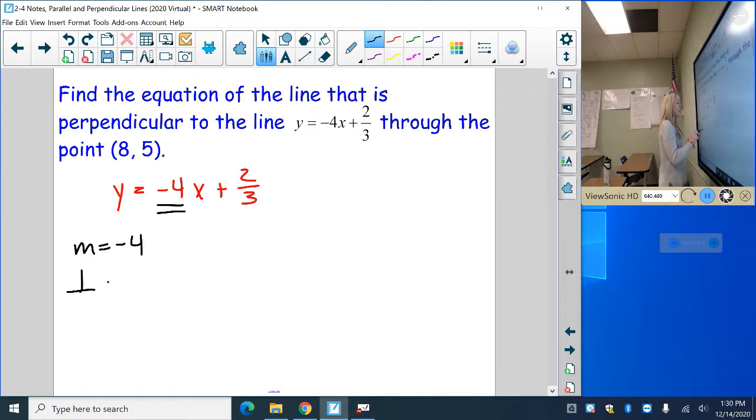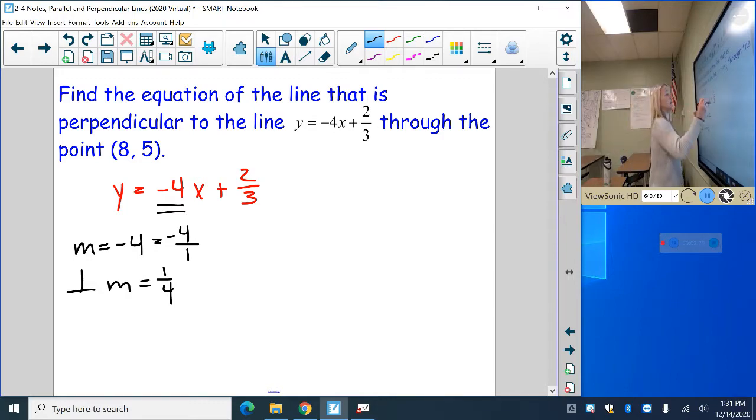which means the perpendicular slope is the opposite reciprocal. So I'm going to make it positive, and I'm going to flip the fraction. We'd say this would be negative 4/1 written as a fraction. So to flip it would be 1/4. So positive 1/4 is going to be the perpendicular slope.